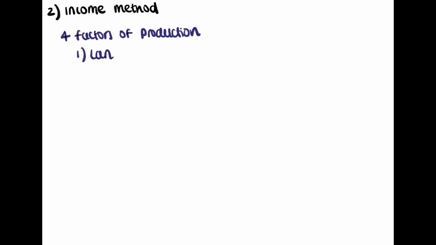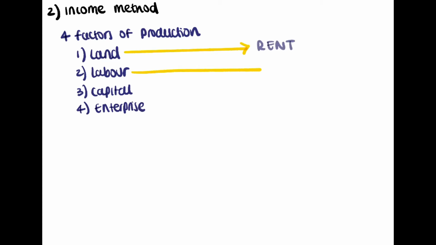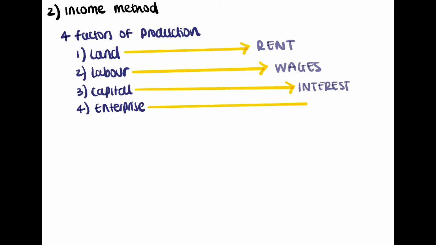The second method is called the income method, and this is when we sum up all of the income generated from the four factors of production. The factor reward for land is rent, for labour it's wages, for capital it's interest, and for enterprise it's profit.